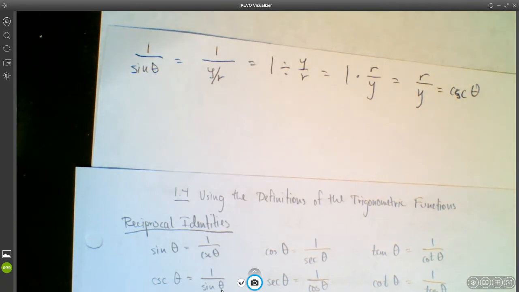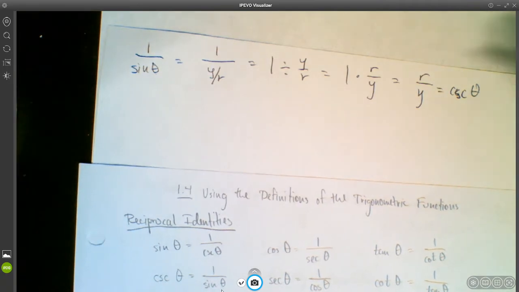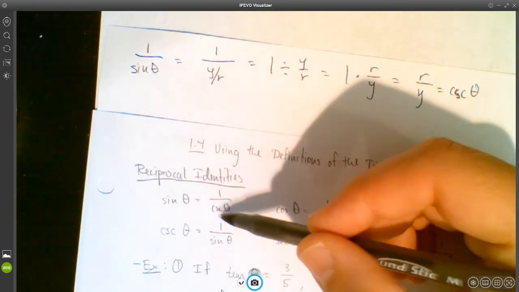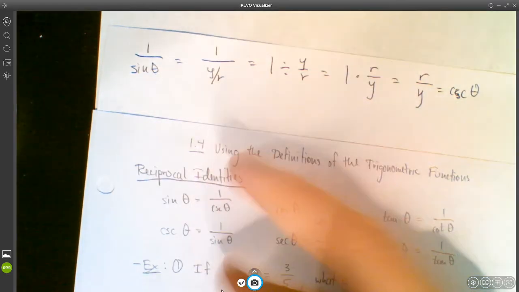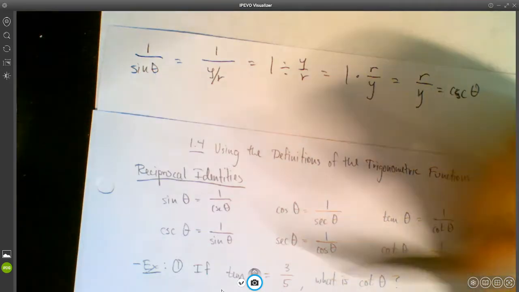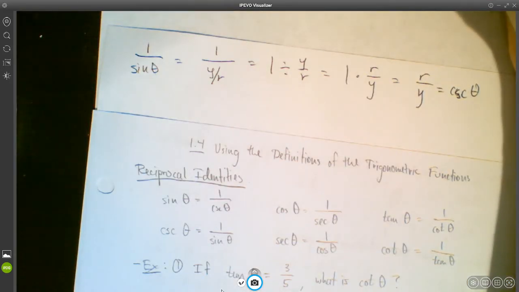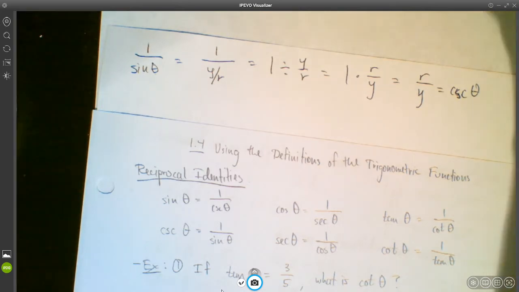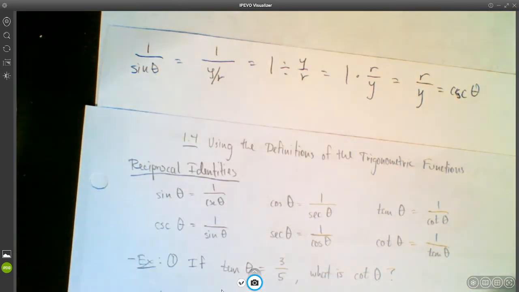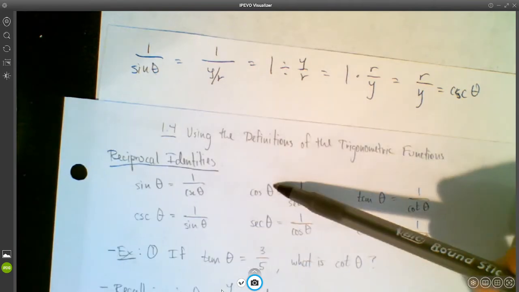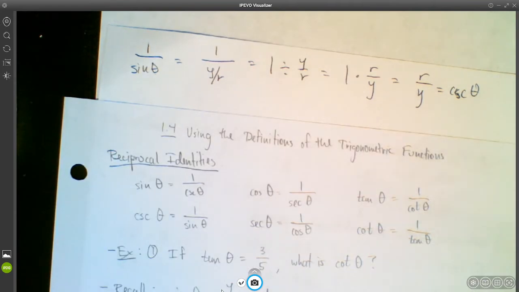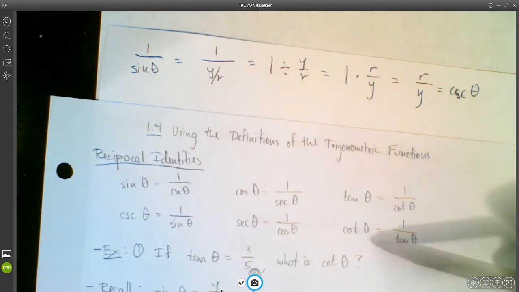So really, the moral of the story is, if you know what sine theta is, then you know what cosecant theta is. You just flip the fraction over. So if you know sine theta is 3/5, then cosecant theta is 5/3. If you know sine theta is negative 1/4, then cosecant theta is negative 4, right? And so sine and cosecant are reciprocals. Same thing with cosine and secant, and same thing with tangent and cotangent.